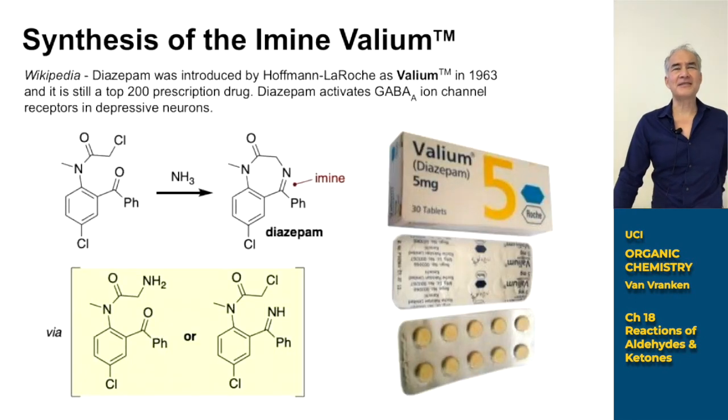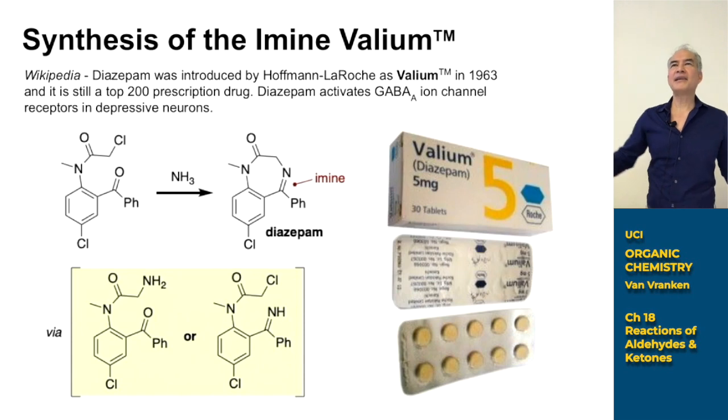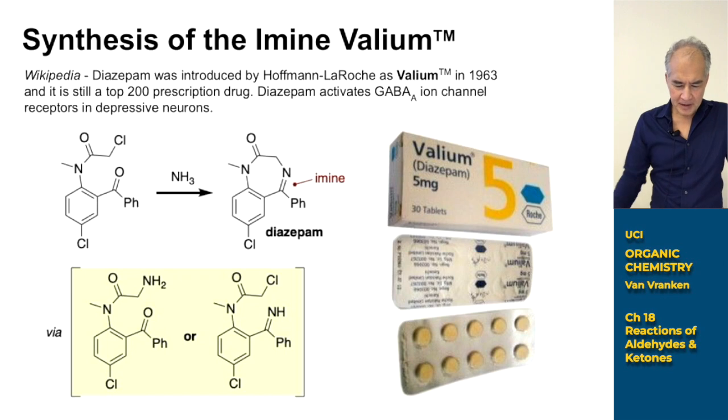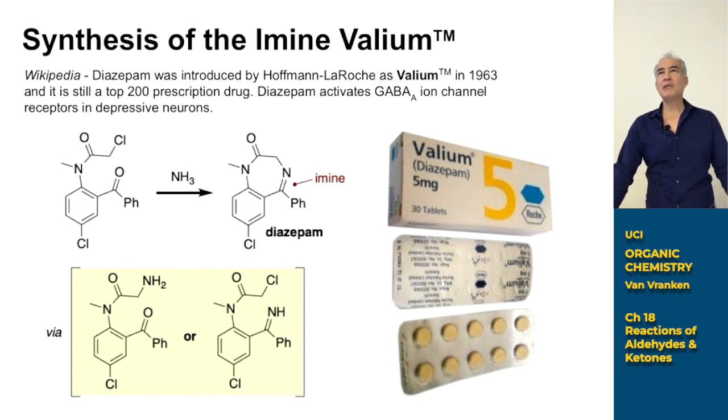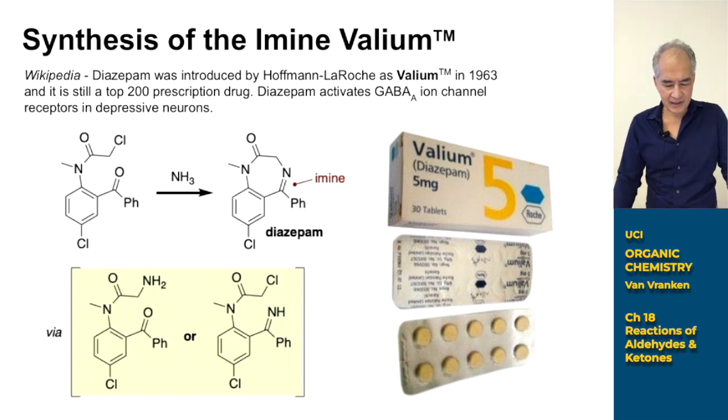Let's go ahead and take a look at this molecule, diazepam, that is marketed under the trade name Valium, kind of like you market cola under the trade name Coke or Pepsi. What's interesting about Valium and makes it relevant for today's lecture is that Valium contains a functional group called an imine. It's a CN double bond, and that's what we're going to talk about today. It's one of the 5 recipes I said you really have to learn for this chapter. It activates GABA-A ion channels, those are depressive neuronal signaling pathways.